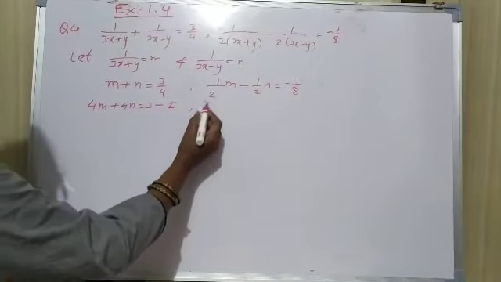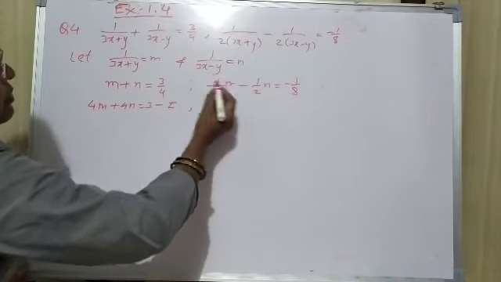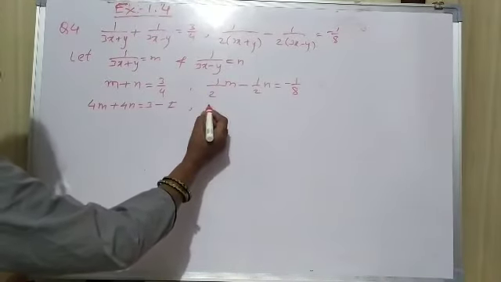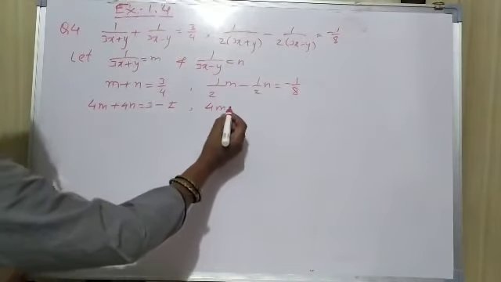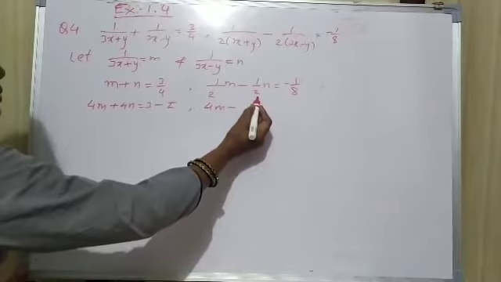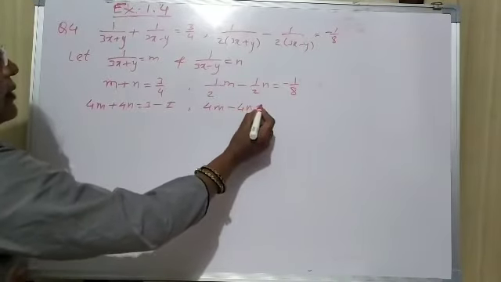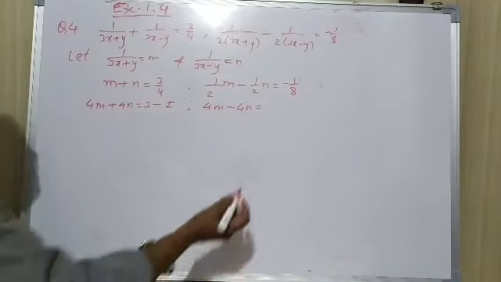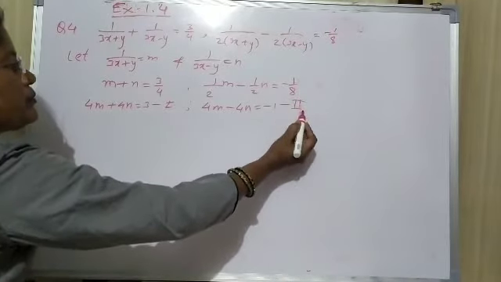Now similarly that side, here 2 is there, here 2 is there, here 8 is there. So 8 is the bigger one, so multiply by 8. When you multiply 1 by 2 by 8, you will get 4m, because 8 divided by 2 is 4, minus, the same way, 1 by 2 into 8, that is 4n, is equal to minus 1 upon 8 into 8, that is equal to minus 1. This is equation number 2.